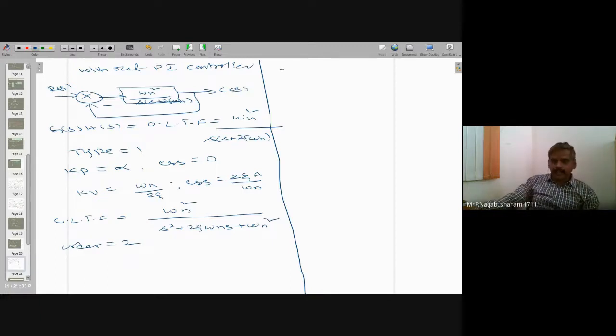Now I'm going to take the case with a PI controller. P means proportional, I means integral. The output of the PI controller is proportional to the error signal plus the integral of the error signal. Check it out.